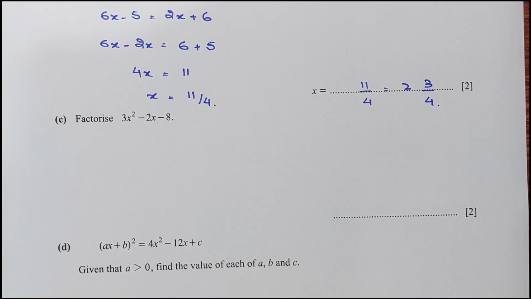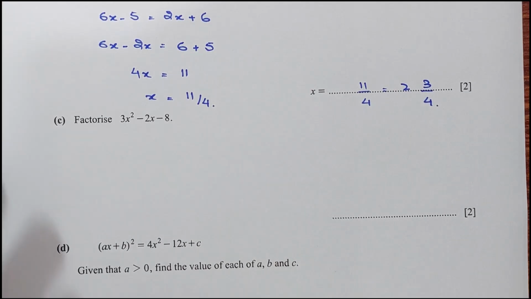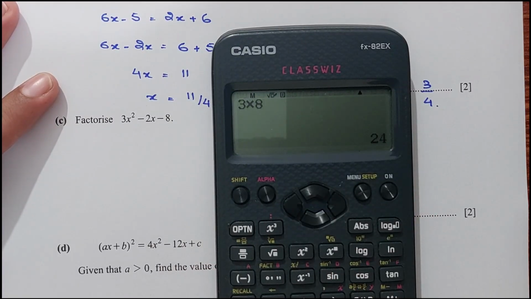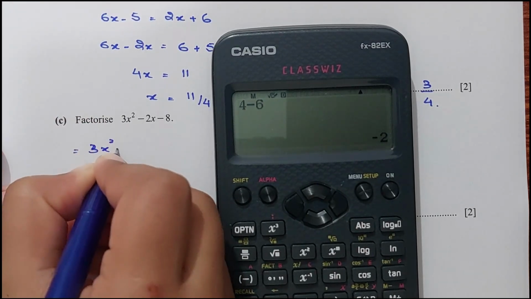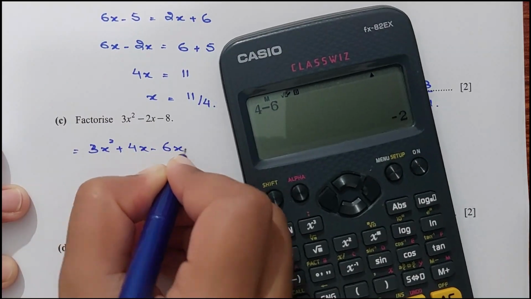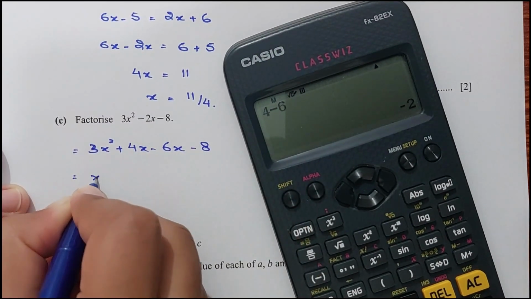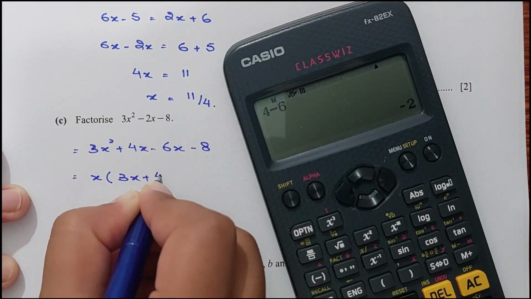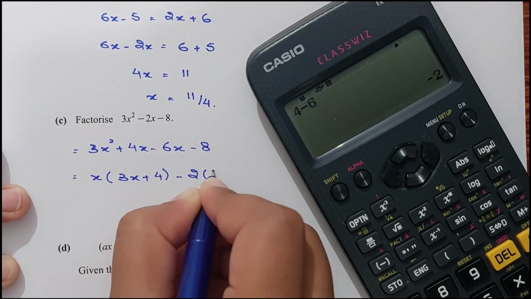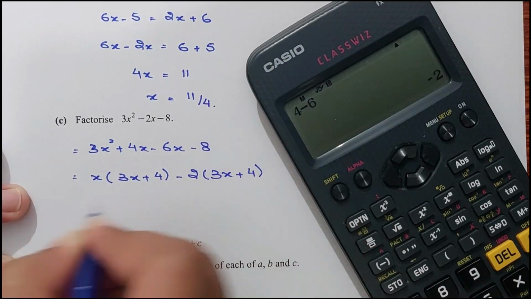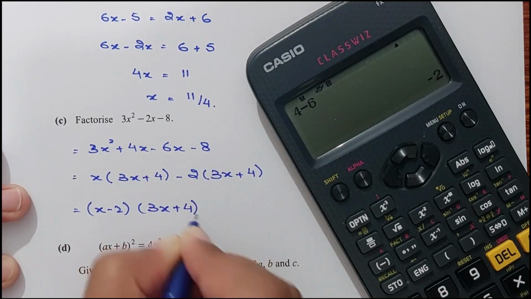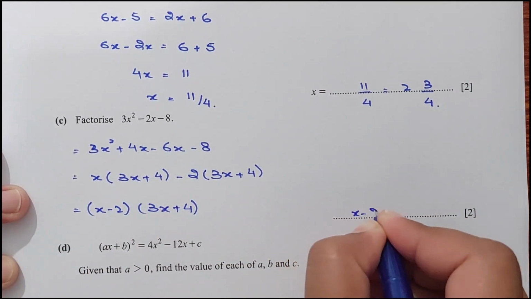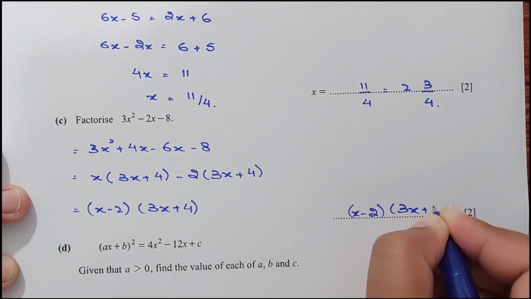Now for part C, we have to factorize this. For factorization, 3 times 8 is 24. 4 times 6 is 24, and 4 minus 6 is negative 2. Let me break this: 3x squared plus 4x minus 6x minus 8. Now let me take x common. We have 3x plus 4. Negative 2 common: 2 times 3 is 6x and 2 times 4 is 8. So the factors are x minus 2 and 3x plus 4. These are the two factors, x minus 2 and 3x plus 4.